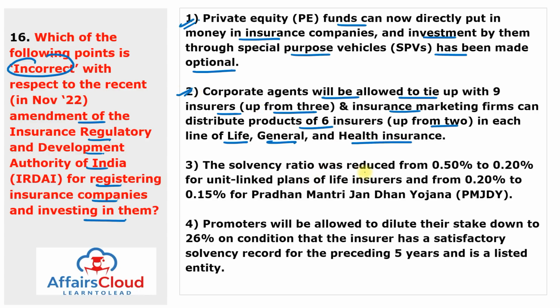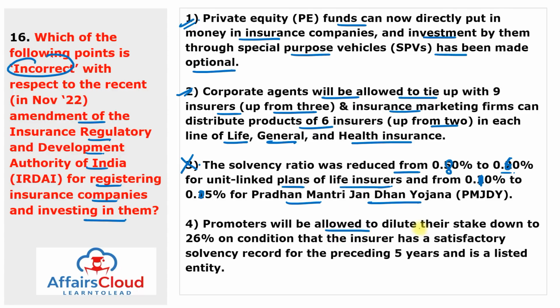The solvency ratio was reduced from 0.50% to 0.20% for unit-linked plans of the life insurance. This statement is incorrect. Basically, the solvency ratio was reduced from 0.80% to 0.60% for the unit-linked plans of the life insurers, and from 0.10% to 0.05% for the Pradhan Mantri Jan Dhan Yojana. So this statement is incorrect.